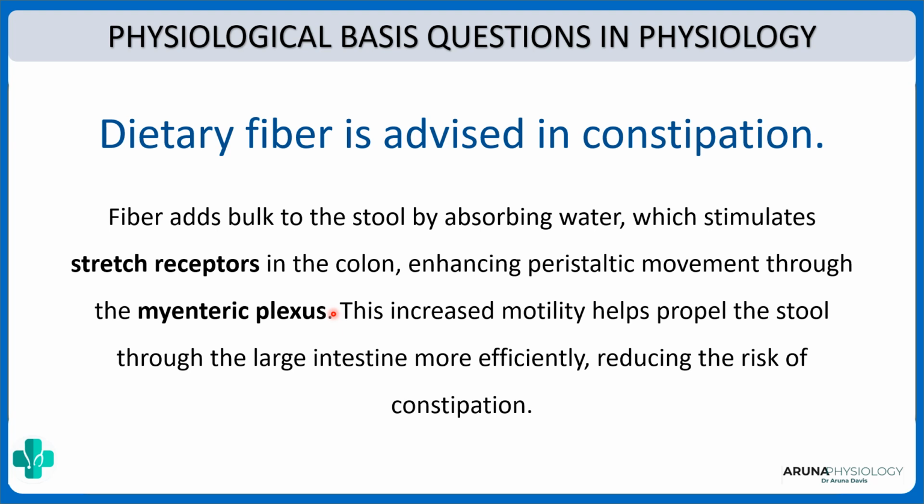When the intestinal wall is stretched, the stretch receptors are activated, which in turn send the impulse via the myenteric plexus to stimulate peristalsis. So dietary fiber adds bulk to the stool so that it can stimulate these stretch receptors. This increased motility helps to propel the stool through the large intestine more efficiently, reducing the risk of constipation. So that is why we advise dietary fiber in constipation.